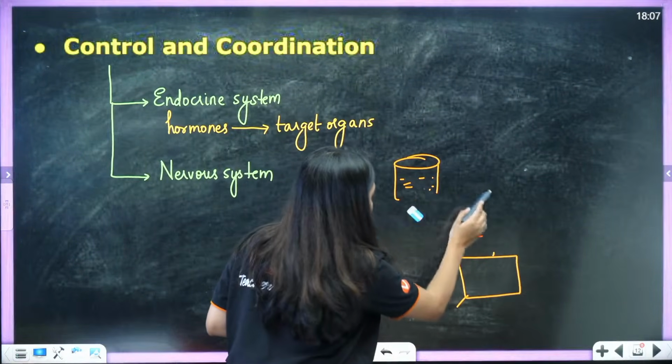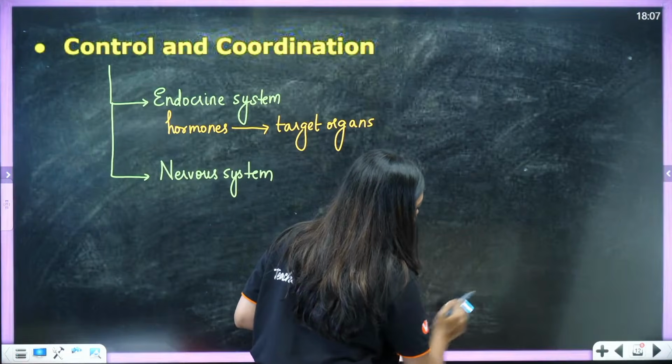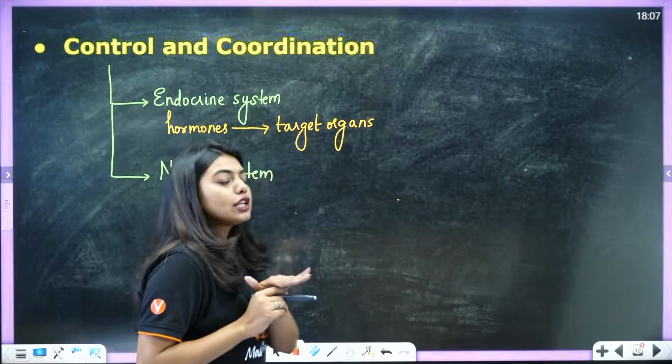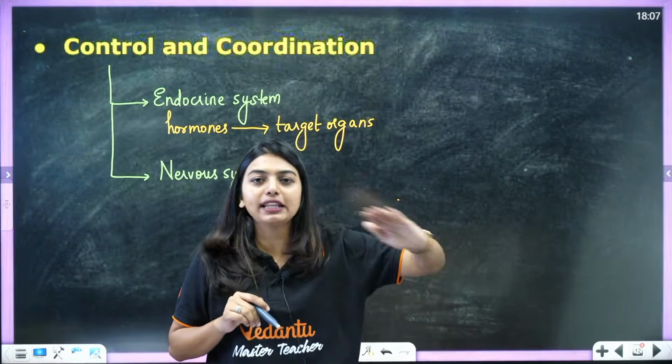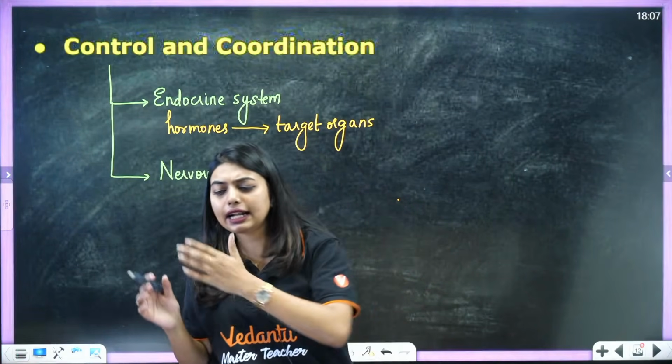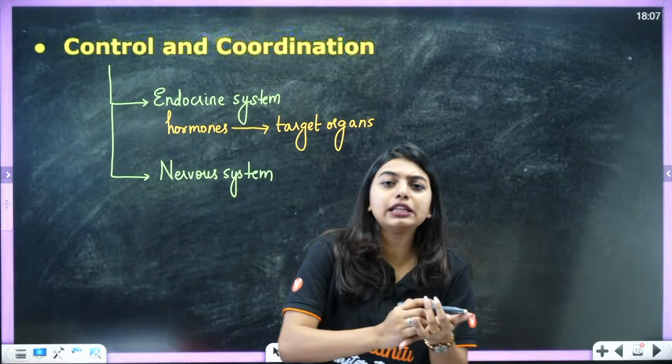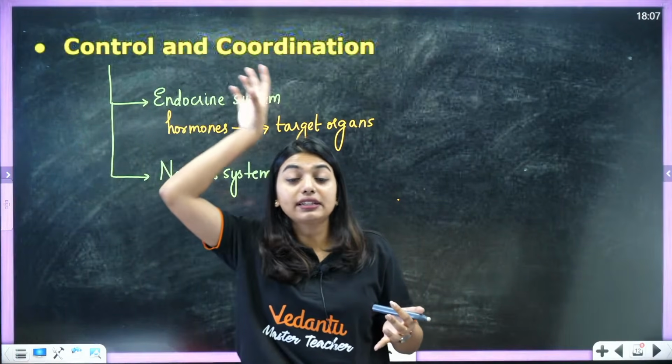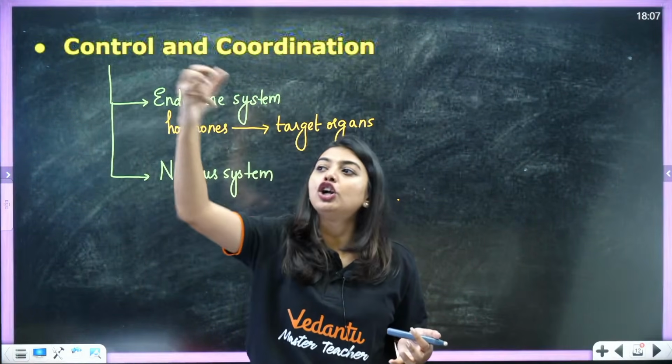So this is your endocrine. That is what ductless means. Basically, there is no pipe, no pipeline, no tube system, but directly I am putting the hormones into my blood. The blood will take it to the target organ. The target organ will have a receptor to collect it.